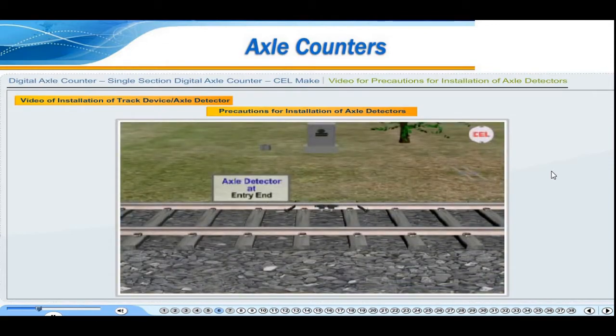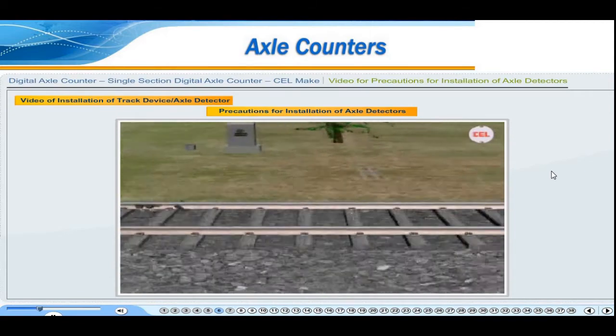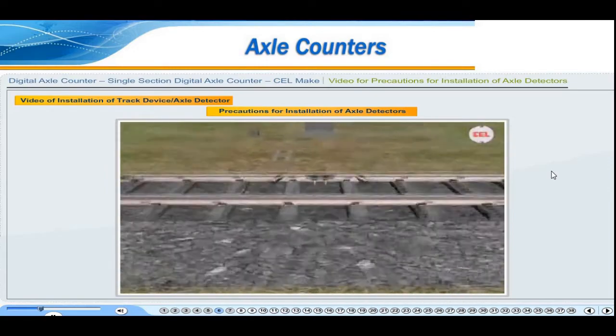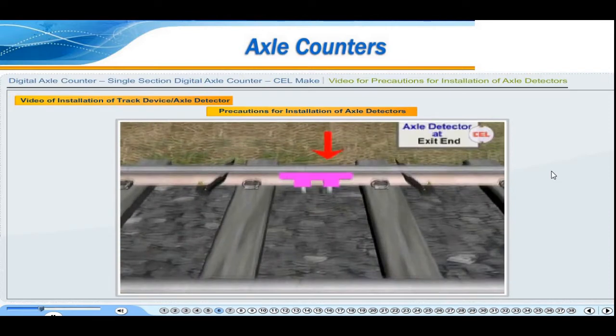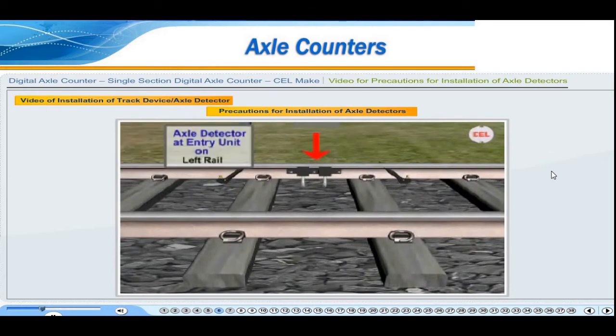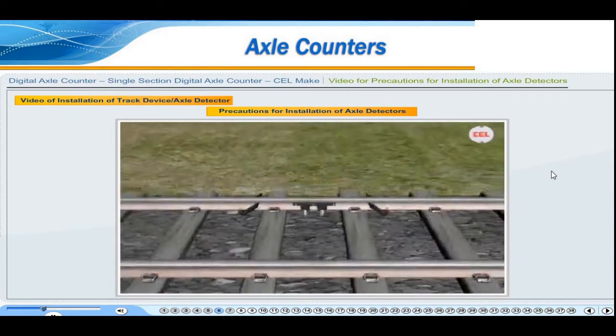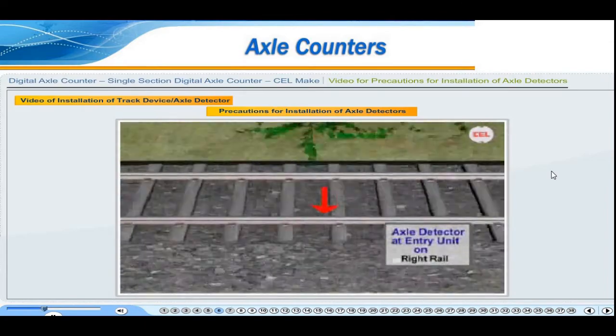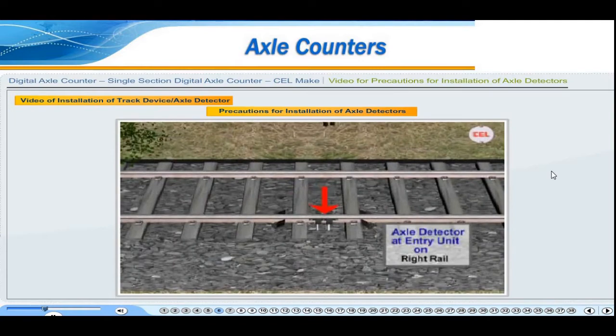Ensure that the axle detectors are fixed on the same rail, that is, either on left side or the right side of the track at both the entry end and the exit end. The axle detectors should not be installed with the entry unit on left rail and exit unit on the right rail of the track at entry and exit of the section. This will result in both units being counted as in count or out count.